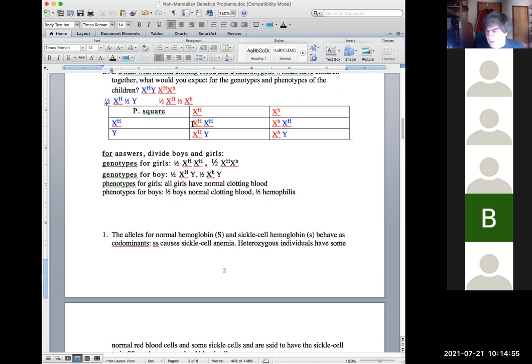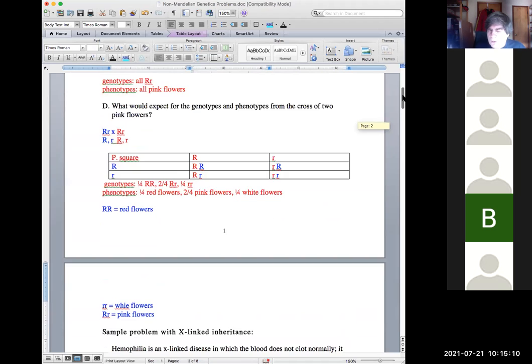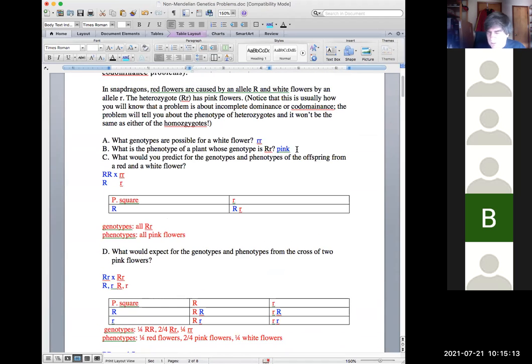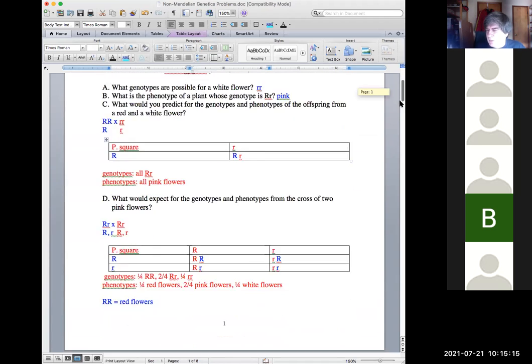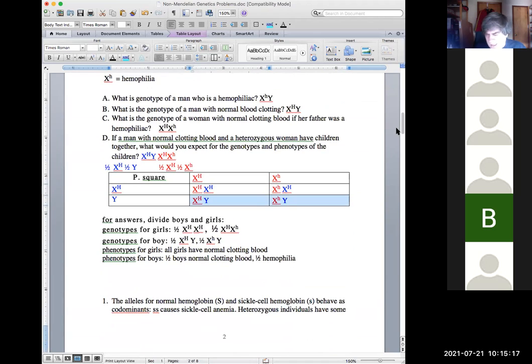So while we're thinking about the girls, we're only going to think about these two cells in our Punnett square. While we're thinking about the boys, we're only going to think about these two cells, and we're going to ignore the two that have the girls in them. So any questions about incomplete dominance, codominance like we worked up here, or an X-linked characteristic like we just worked on now?